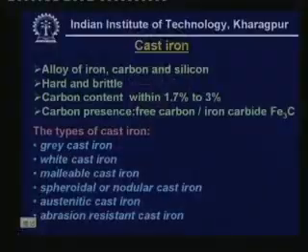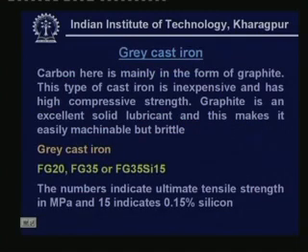What is the grey cast iron? Now, in the grey cast iron, you can see that carbon is mainly in the form of graphite. Okay. So, you know the allotropic form of carbon, that is graphite. This type of cast iron is inexpensive and has high compressive strength. Okay. So, that means sometimes the machine beds, etc.